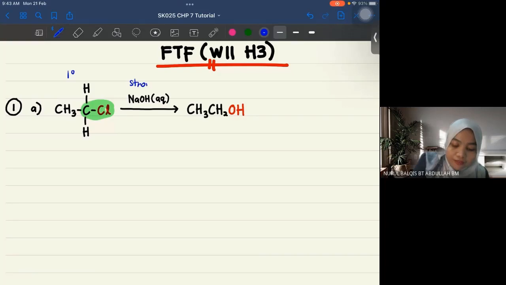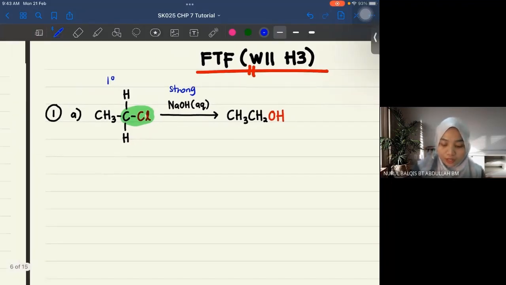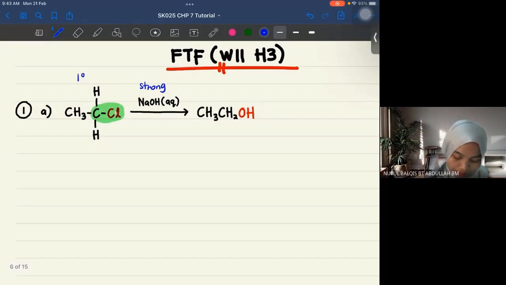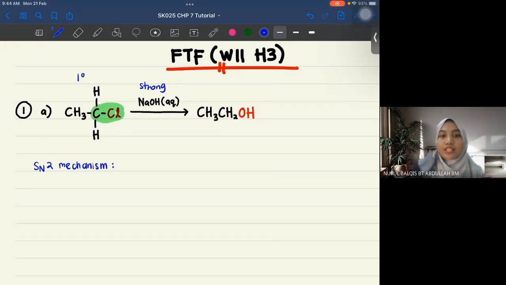Okay, now you have least hindered alkyl halide to pair up with strong nucleophile to form this kind of product. What kind of mechanism to be used? SN1 or SN2? SN2. SN2 mechanism. Okay, so jom kita buat SN2 mechanism kita. So our SN2 mechanism, kita kena guna wedge dash wedge line. Okay, so bila wedge dash wedge line, kita start dengan our carbon here bearing the Cl.